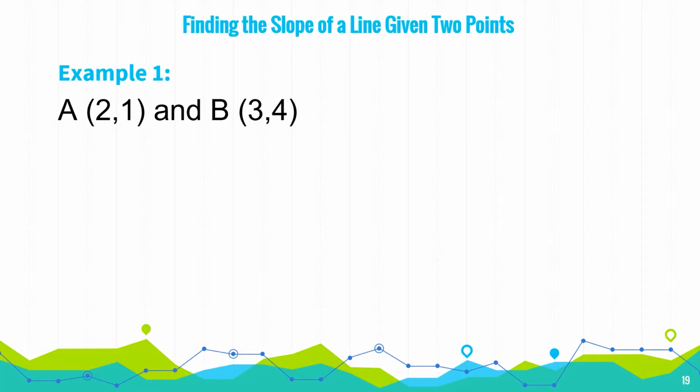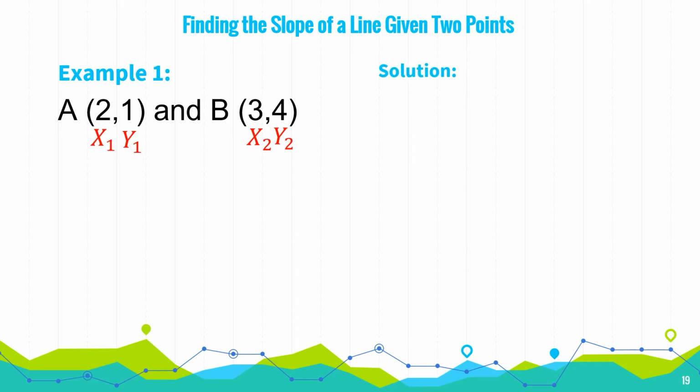Example number 1. Find the slope of a line given point A at (2, 1) and point B at (3, 4). Before we solve the problem, we have to label the first point and the second point. So let (2, 1) be the first point and (3, 4) be the second point. So 2 is x sub 1 and 1 is y sub 1. 3 is x sub 2 and 4 is y sub 2.